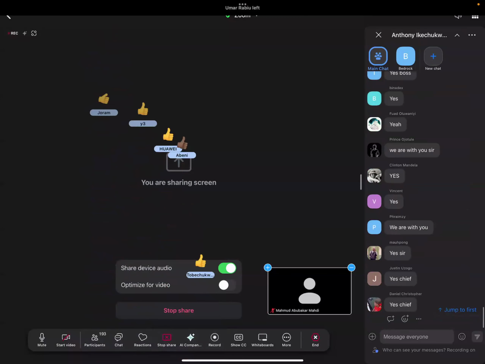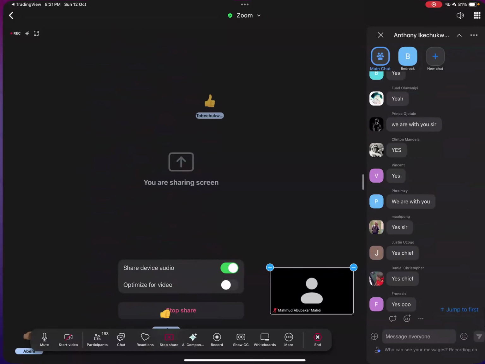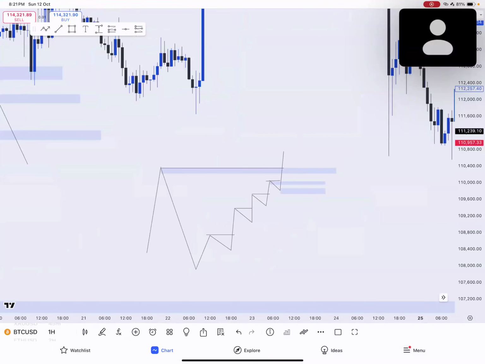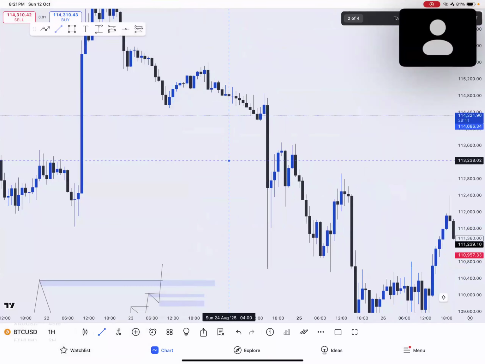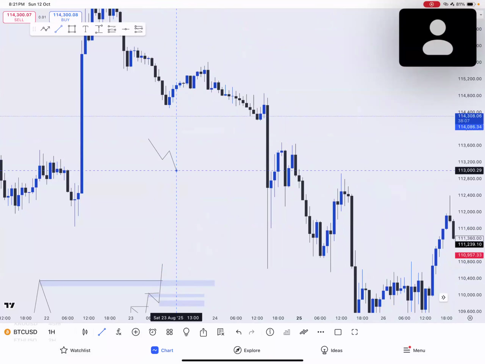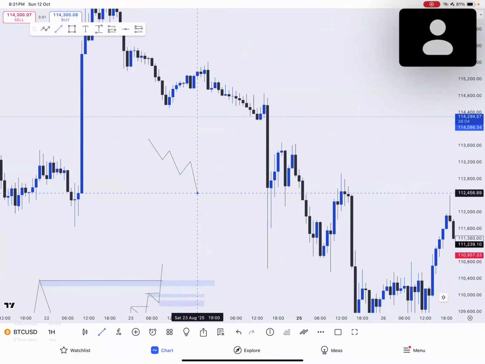And also, someone asked me a question now. They said, must it be one candle that breaks the two? No, it must not be. Let me give you an example. Let's say something like this is happening: lower high, lower lows, lower highs, lower lows, lower highs, lower lows.